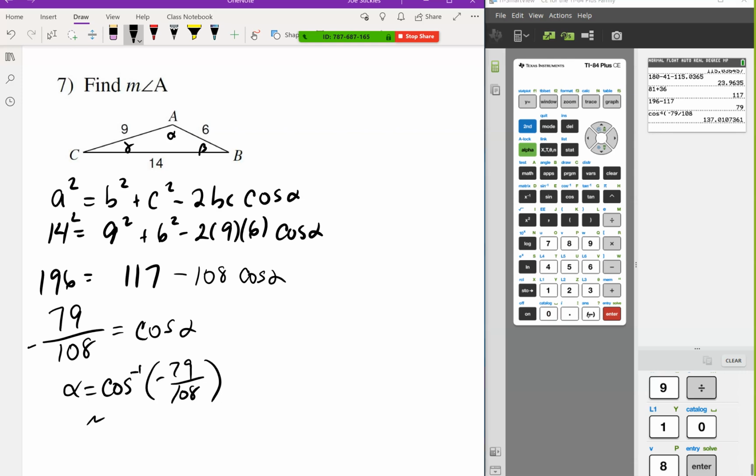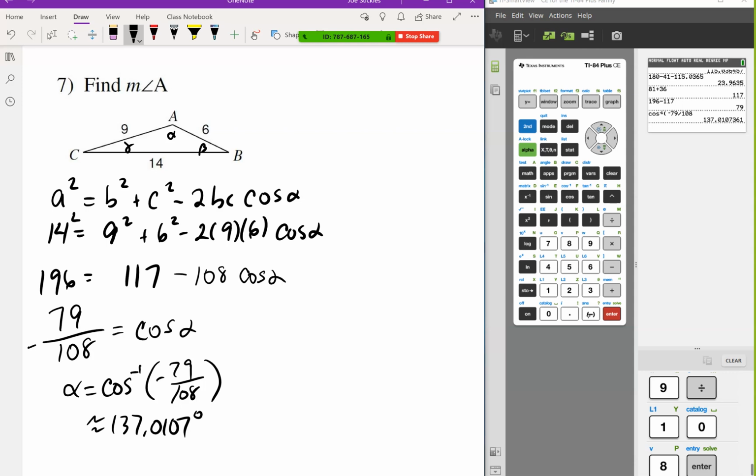And we get approximately 137.0107 degrees. And this is absolutely going to be the biggest angle in the triangle because it's obtuse. It's greater than 90. You can't have 2 angles in the same triangle that are both bigger than 90. That was going to have to be the biggest one.